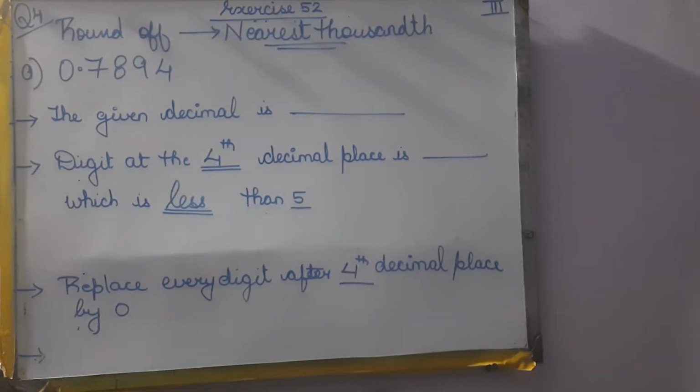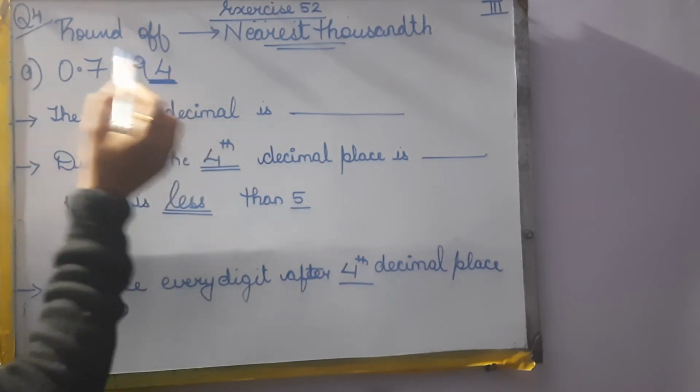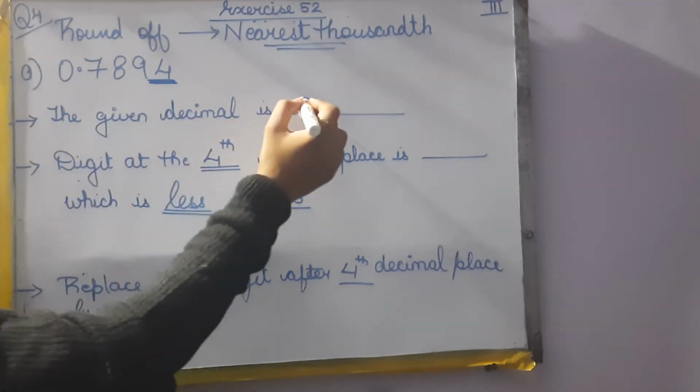Coming to the fourth question. Rounding of the number correct to 3 decimal places or to the nearest 1000. Now we have to round off to the nearest 1000. See, there are 6 questions in which we are going to reduce E and F. Coming to the first question, 0.7894. Now which number do we have to see? The fourth number after the decimal.